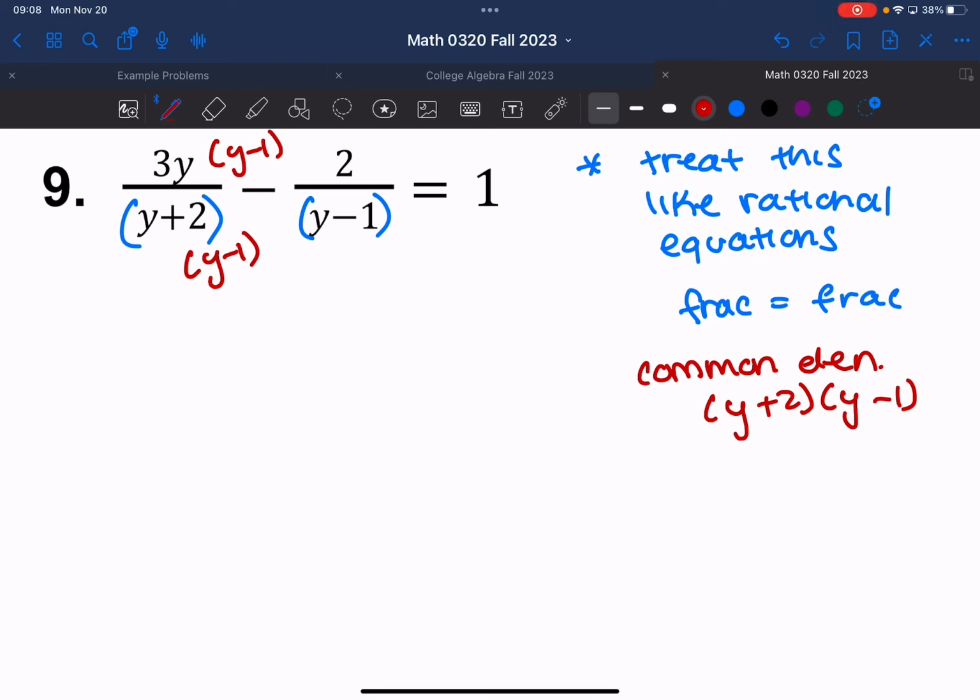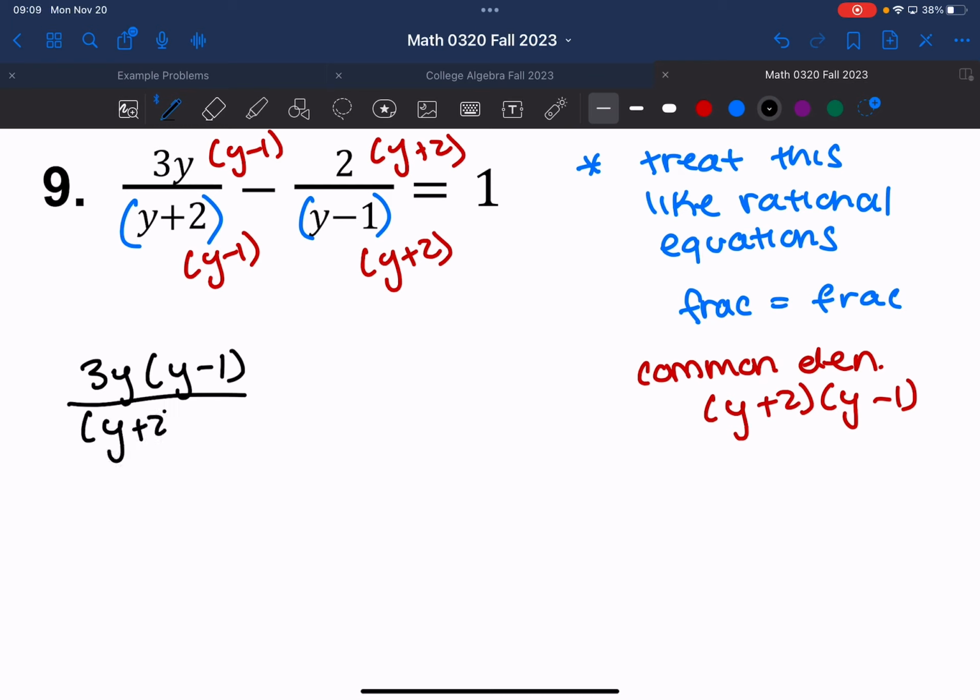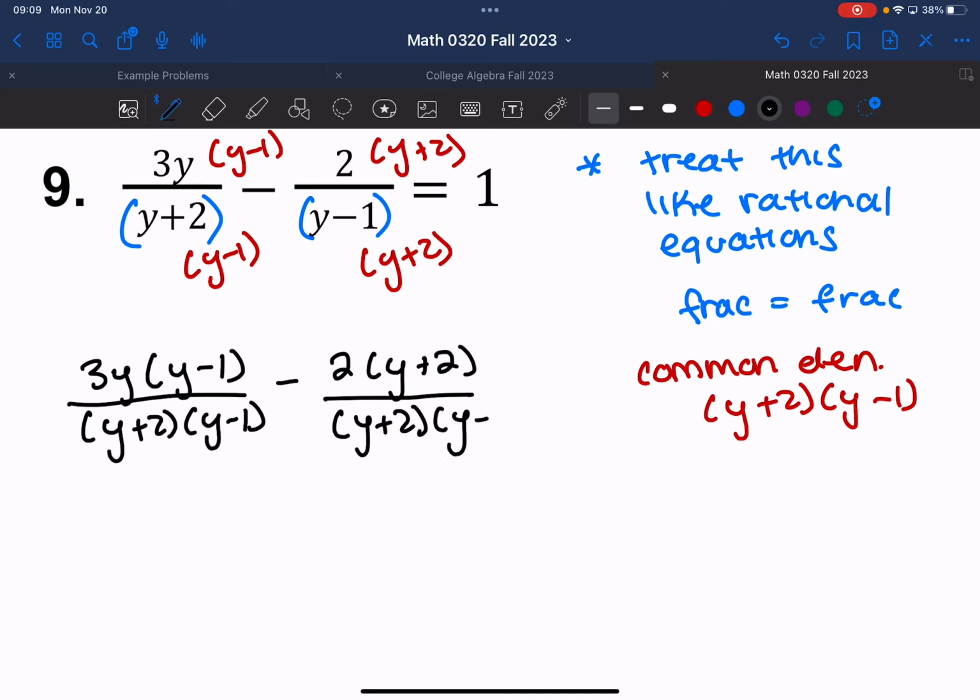What is that second fraction missing? Y plus 2. So top and bottom, I'm multiplying by y plus 2. This is my first step. So I have 3y times y minus 1 over y plus 2 y minus 1, minus 2 times y plus 2 over y plus 2 y minus 1, is equal to 1. Okay. Now my left side has a common denominator, so I can combine the numerators.